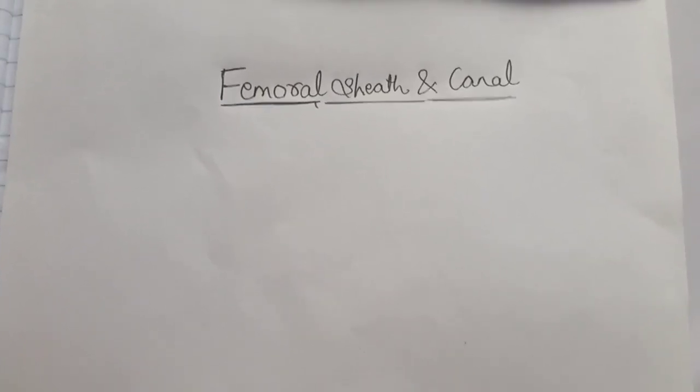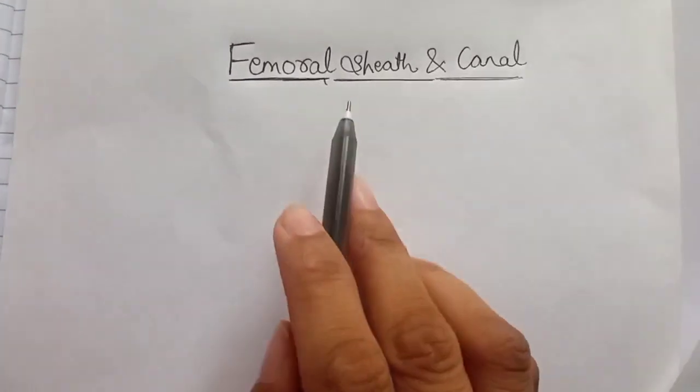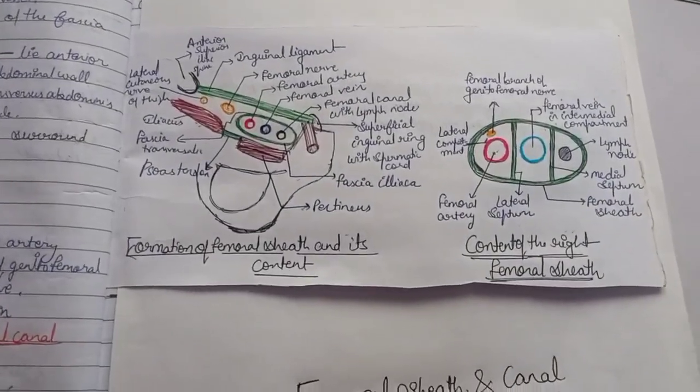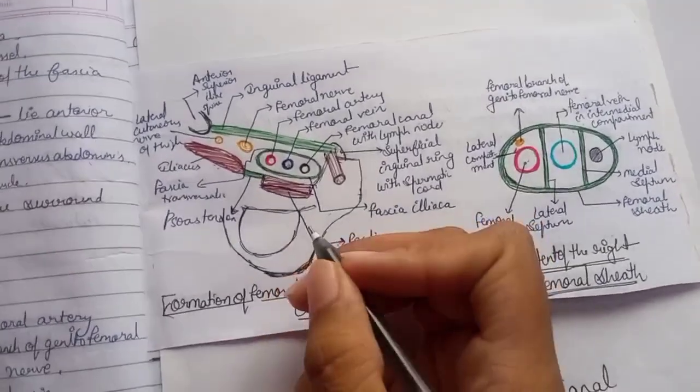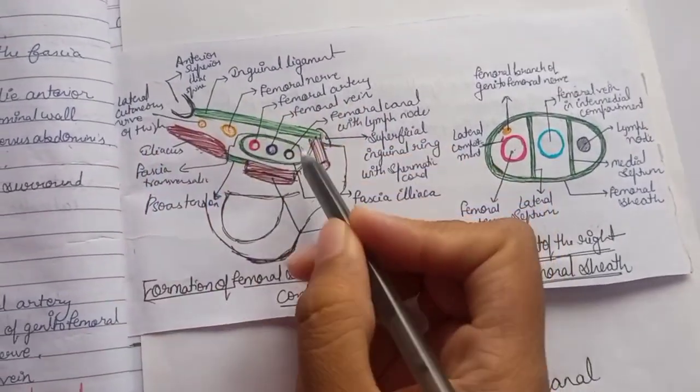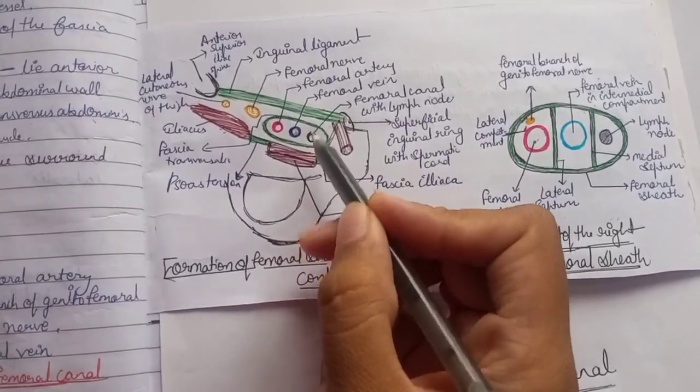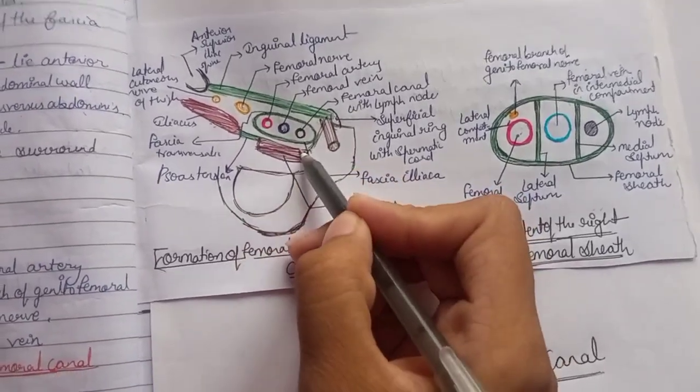My topic is femoral sheath and canal from lower limb. First of all, femoral sheath. Femoral sheath encloses the upper 4 cm of the femoral vessels. It is a funnel-shaped sleeve of fascia, enclosing the upper 3 to 4 cm of the femoral vessels.